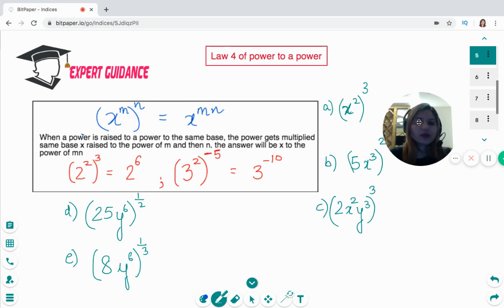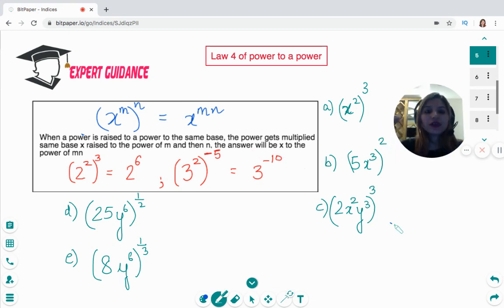It says power to a power. So if you have any base which has a power and it is further raised to a power, then you multiply the two powers together. So for example, this is x to the power m raised to the power n. So the answer would be x to the mn.